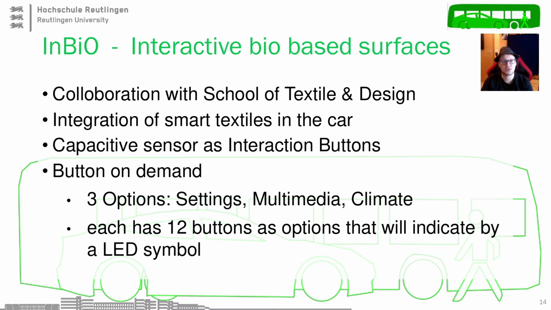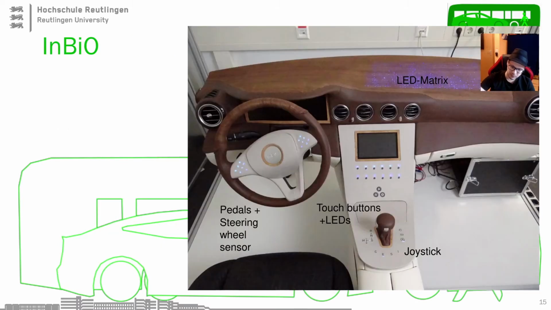The next project was on interactive bio-based surfaces. We have a collaboration there with the School of Textile and Design, working on smart textiles, functional textiles in the car. At the end we worked on a capacitive sensor that could be an interaction button in the car. And for that we had a button-on-demand concept that I will show later. So there are 3 option groups, and then we have 12 buttons, and all of these 12 buttons have a different option in the different option groups.